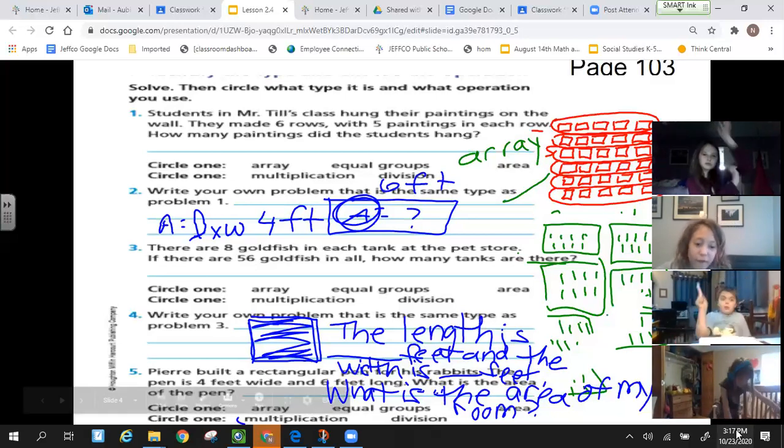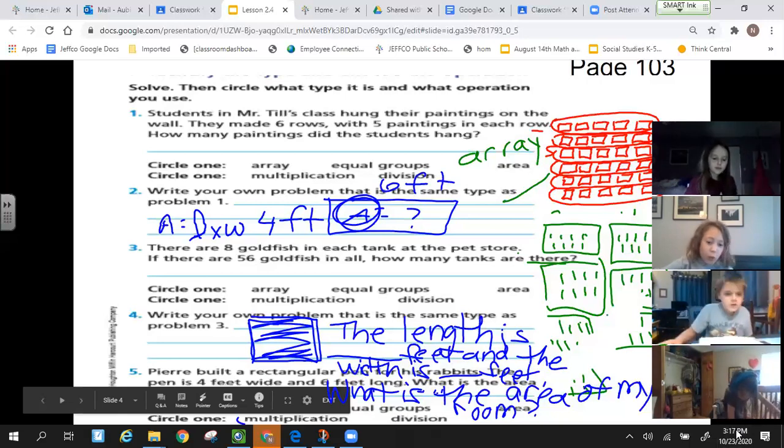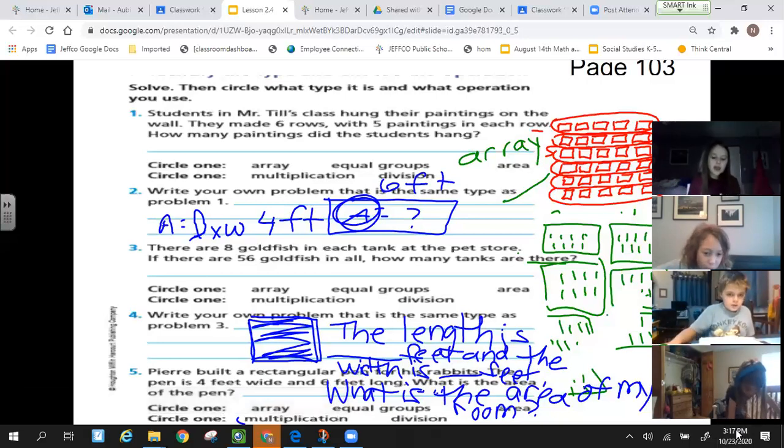Astria, can you unmute and share? I need to replace the carpet in my room. It is 6 feet long and 5 feet wide. What is the area of my room? You nailed it. Woo, you get sparkles for that. I think we're gonna end on that.